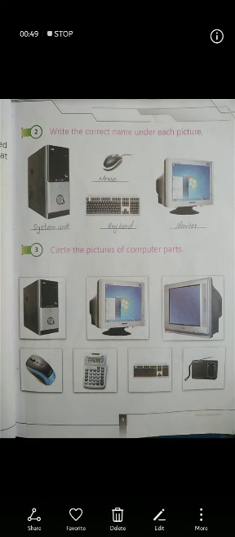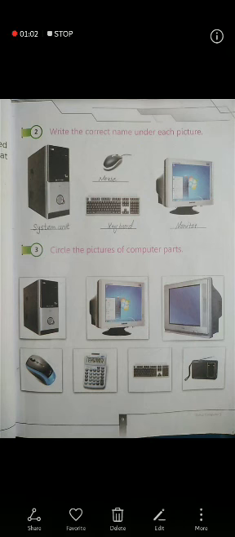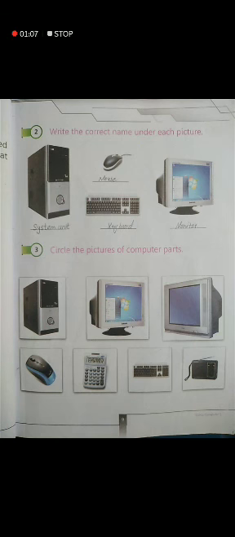Yes students, look at this first picture. What is this? This is system unit. Write system unit here. Now look at this second picture. Students, what is this? This is mouse. Write mouse here.